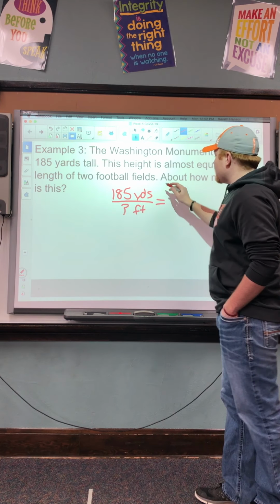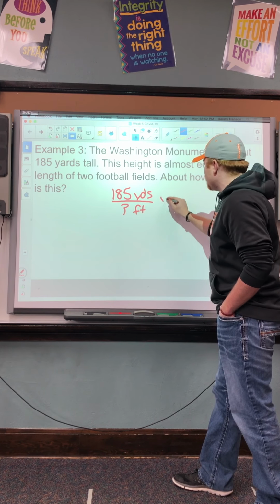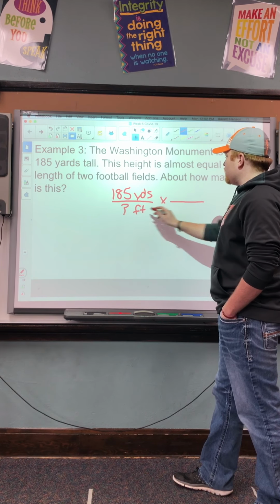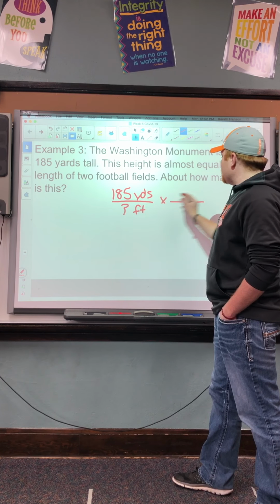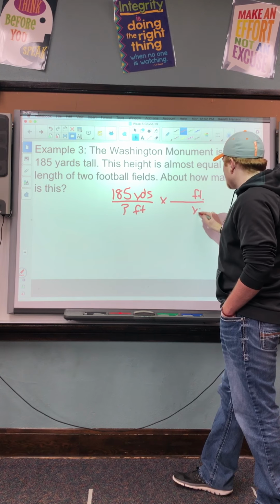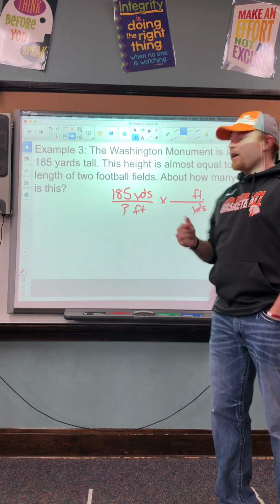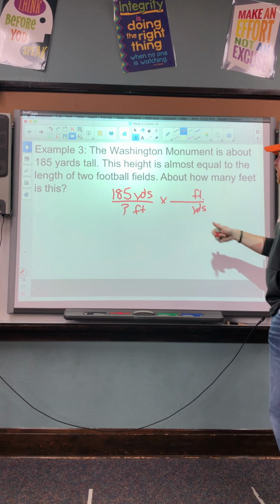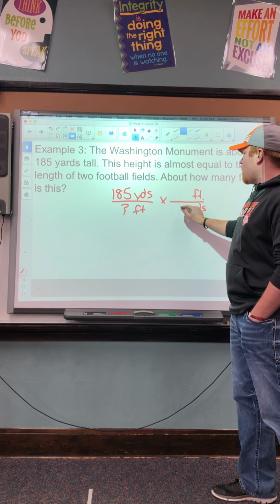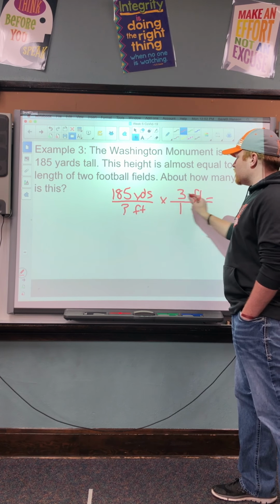Okay, so then again, don't put an equal sign, put a multiplication sign so we know that we're multiplying. Okay, again, diagonal, feet on bottom here, feet on top. Yards on top, yards on bottom. Okay, so now what's bigger, feet or yards? Again, you can look back at the table, but we should know that in 1 yard, there's 3 feet. Okay, so now you just multiply across.